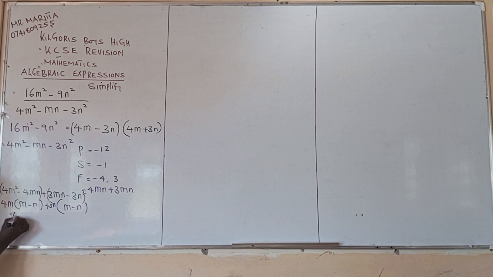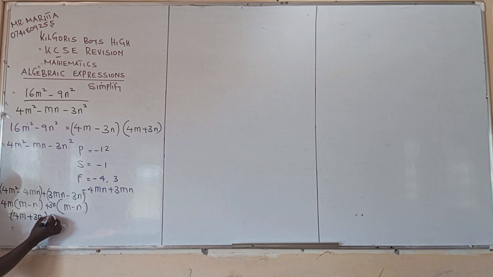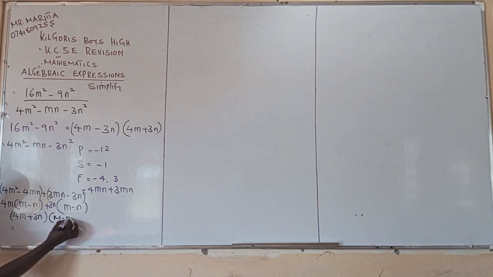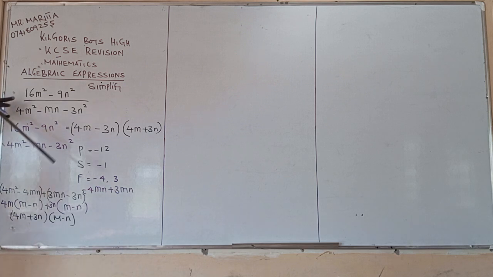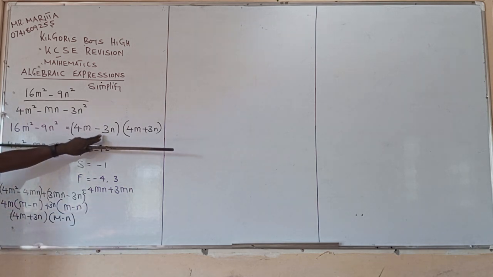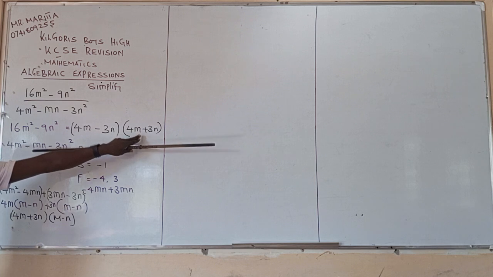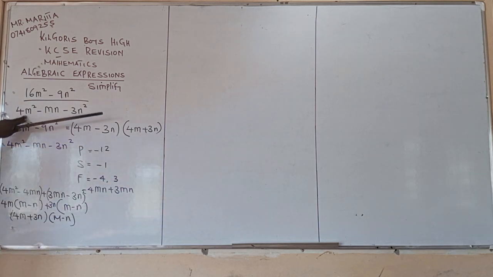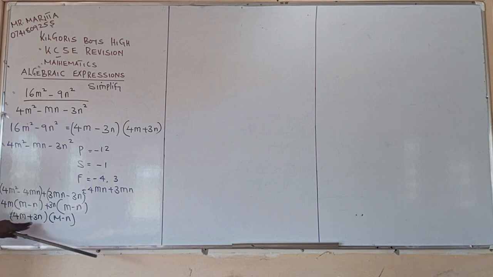So we have this as 4m plus, in this case, 3n. Then we have m minus n. So that is what we have. From the 16m squared minus 9n squared, we have 4m minus 3n into 4m plus 3n. From 4m squared minus mn minus 3n squared, we have 4m plus 3n, another bracket we have 4m minus n.